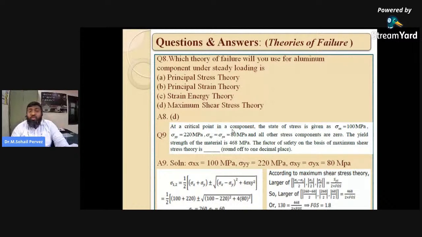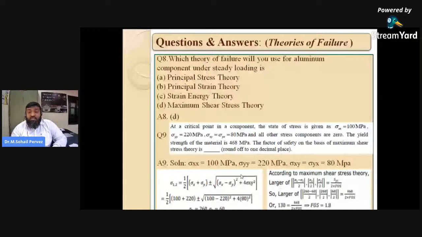At a critical point, I think this has been asked in the summer 18 or 19 examination. So at a critical point in a component, the state of stress is given by sigma x, sigma y, sigma xy or sigma yx, which is nothing but shear stress. We can represent it by tau also. And all other stress components are 0. That means normal and tangential are 0. The yield strength of the material is 468. That is very important, SYT.